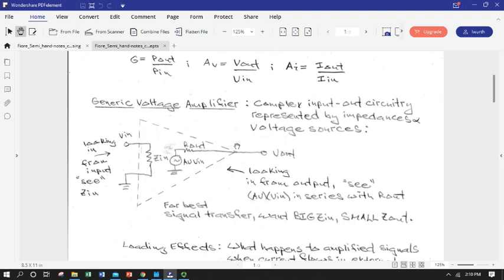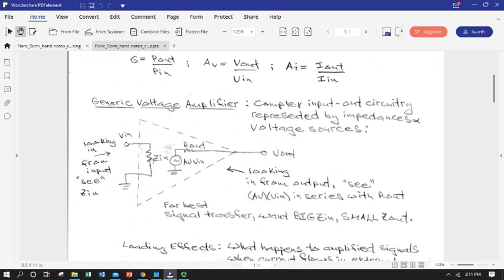So everything inside of this triangle is a fairly complex circuit that nonetheless has some important characteristics that we're going to explore. Okay, so generic voltage amplifier, complex input-output circuitry that we are going to represent by a voltage source and some impedances. So two important characteristics of any generic voltage amplifier.